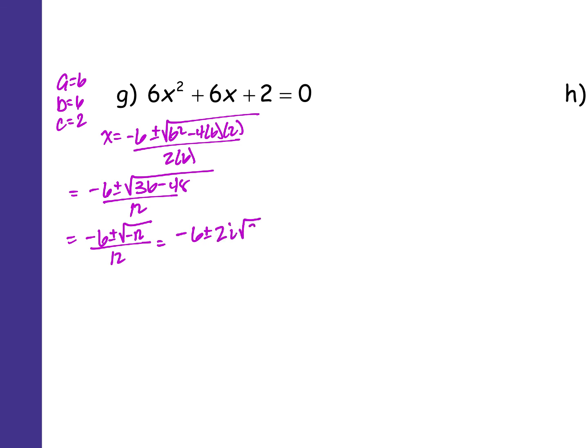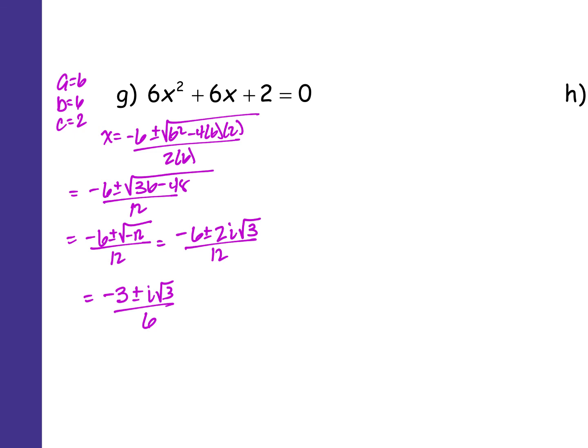2i square root 3 all over 12, or negative 3 plus or minus I root 3 all over 6. Is there any questions on that one? So remember, if there's a negative inside the square root, it comes out as an I. And then you simplify if all 3 terms can be simplified.